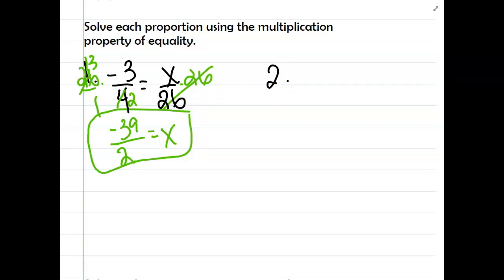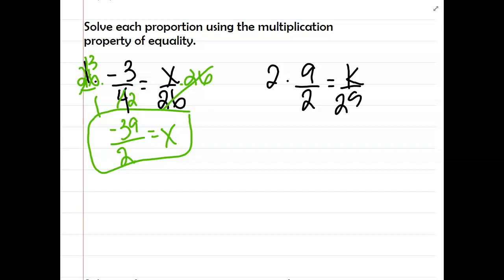Number 2. 9 over 2 equals k over 25. Now once again, I know it says to use the multiplication property, but if you are going to use the multiplication property, your variable needs to be in the numerator. It needs to be the only thing in the numerator, and your denominator needs to be just a number. So we can use the multiplication property here.